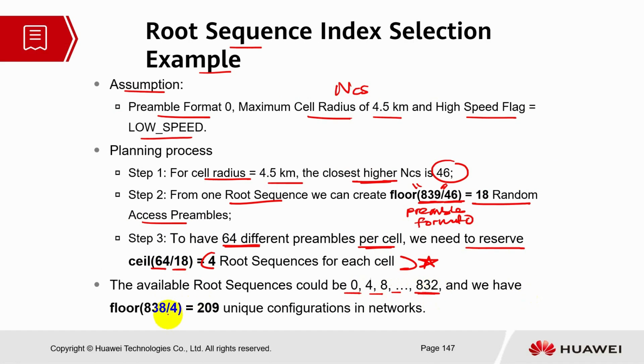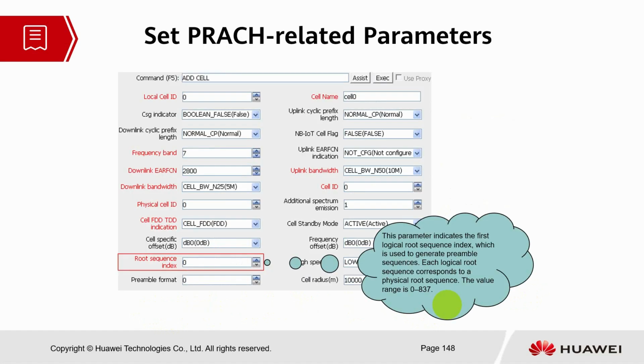And we have 838 divided by 4. So we have 4 root sequence index. So we can use 209 unique configuration in the network. So basically this is how they calculate the root sequence index selection. After that you have to configure that value in the cell level, root sequence index. So the parameter indicates the first logical root sequence index which used to generate preamble. We start from 0 maximum up to 837 or 838.